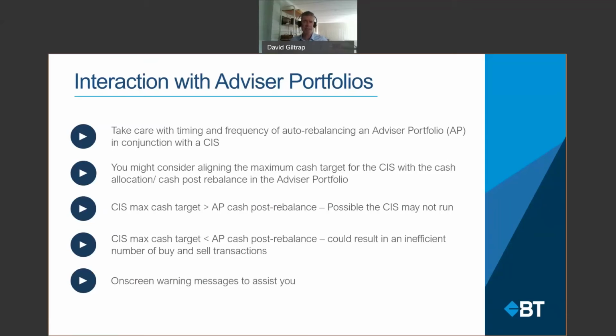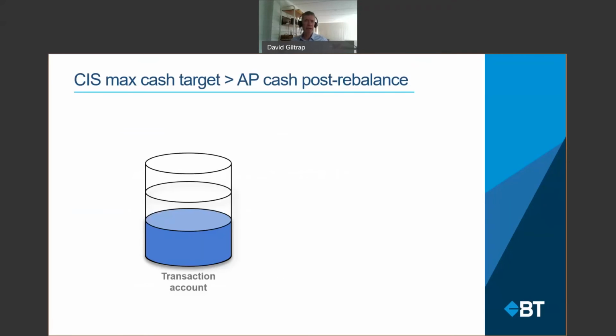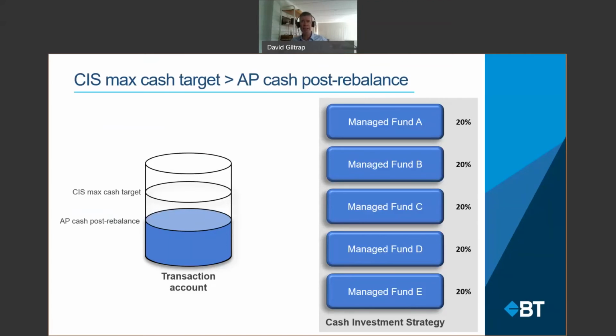Let's start with the first example, and that's outcomes that can occur when you've got both functions running in tandem, and the example of where the maximum cash target of the cash investment strategy is greater than the advisor portfolio cash post rebalance setting. And here we have the client's transaction or cash account, and these are our settings. You can see that our maximum cash target is above that of the cash post rebalance for the advisor portfolio.